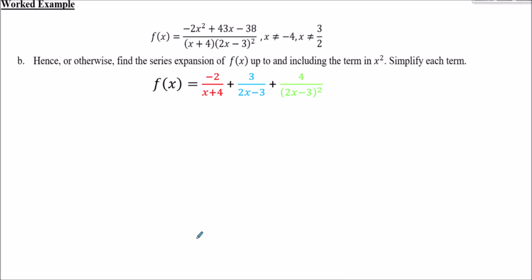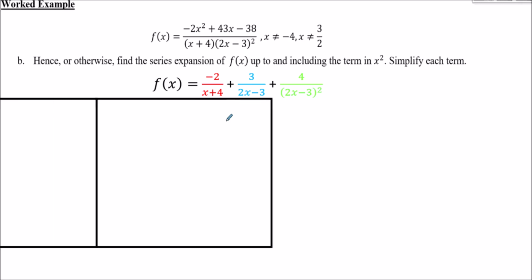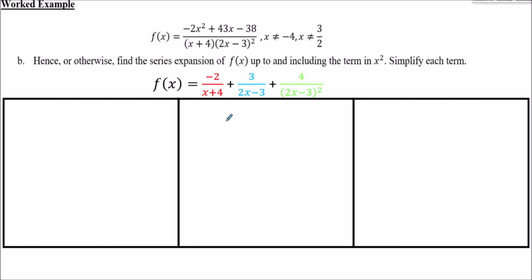So you might be thinking, why have I colour-coded it like so? It's because we've got 3 different linear factors on the bottom. Sorry, not 3 linear factors. We've got 2 linear factors on the denominator and 1 here. So we're going to actually have to do 3 binomial expansions. So because we've got 3 different binomial expansions, I'm going to do these in different colours: red, blue, green.